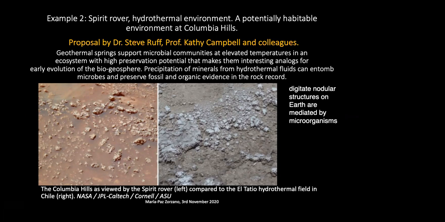And I particularly like this proposal by Steve Ruff and Kathy Campbell and colleagues. Based on the observations, on the left is a picture from the Spirit rover at Columbia Hills on Mars. And these structures are what is left after the existence of a hydrothermal environment on the surface. You have an example on the right of El Tatio, the hydrothermal field in Chile. And these structures are very similar. And why were these researchers interested in these specific environments? Because we know that hydrothermal vents are very important for the emergence of life, but also they are very good at sequestering life forms and biomarkers. So they can be used to detect leftovers from life.